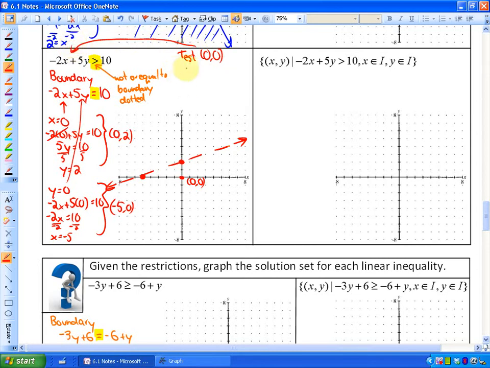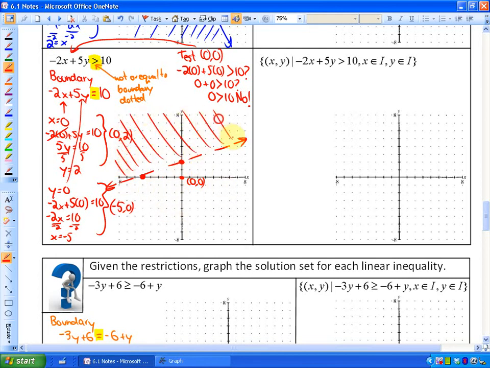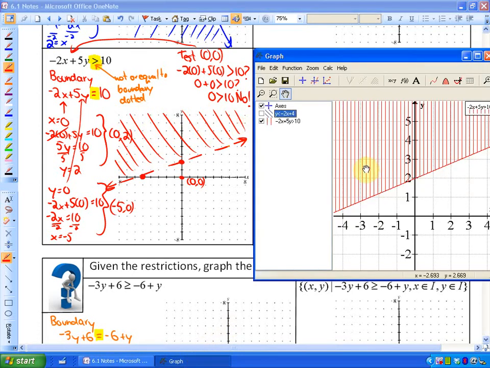So is negative 2 times x, which is negative 2 times 0, plus 5 times 0 greater than 10? Well, that's going to be 0 plus 0 greater than 10. Is 0 greater than 10? That's a big fat no. So that means that the opposite half of the boundary line from 0, 0, all of this side, will not be solutions, so this opposite side will be solutions. And as you can see, that's our solution.